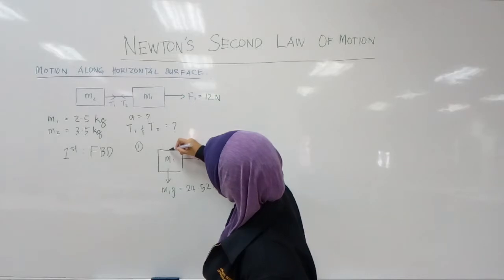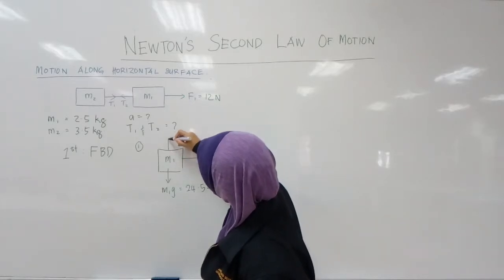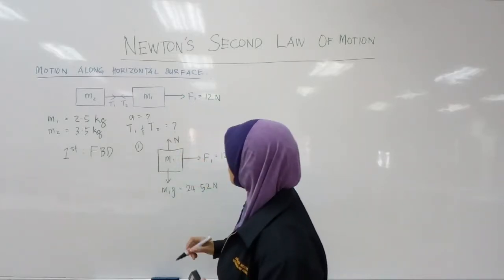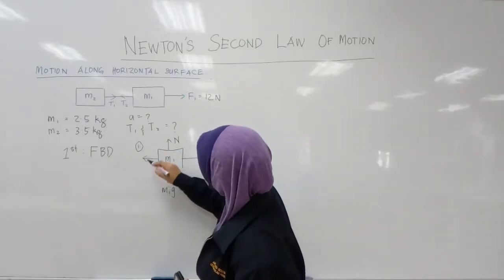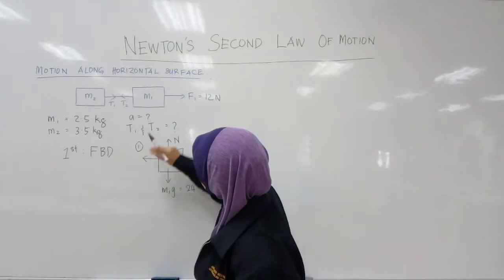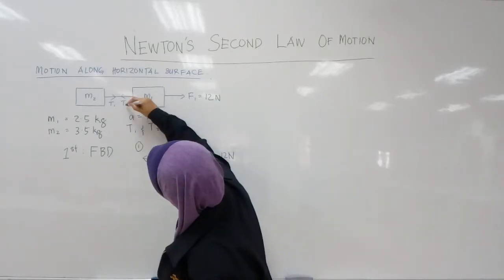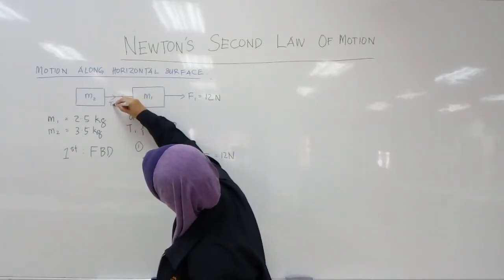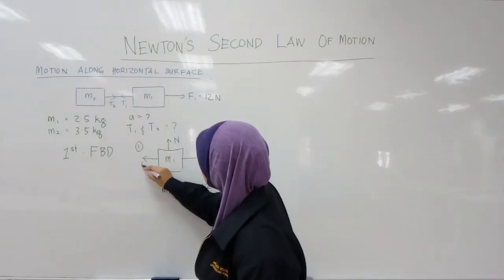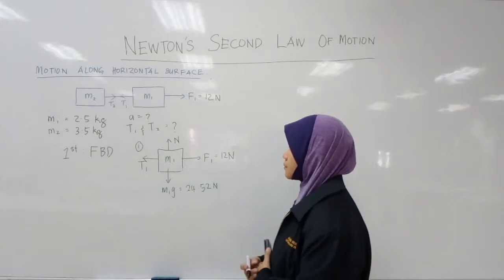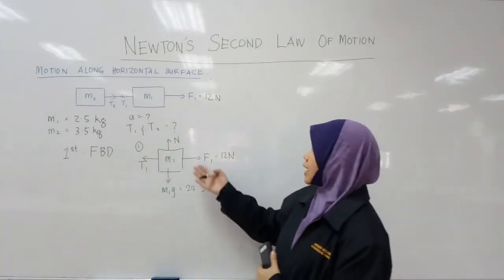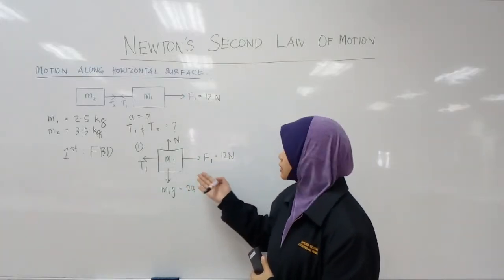And then it rests on the floor. That means this is the normal force. And here is the tension. This is T1, the tension of the string. This is the FBD for object 1.